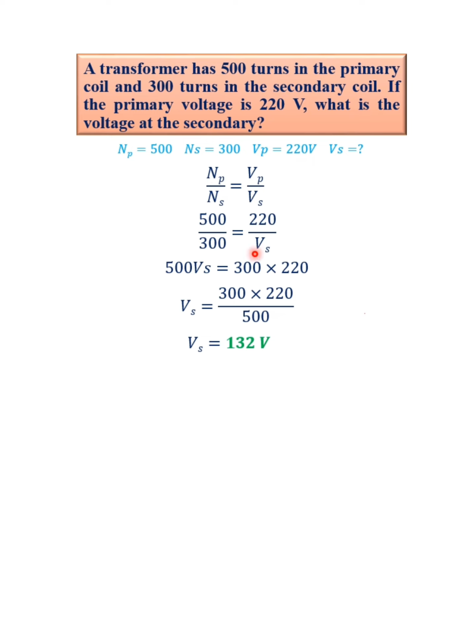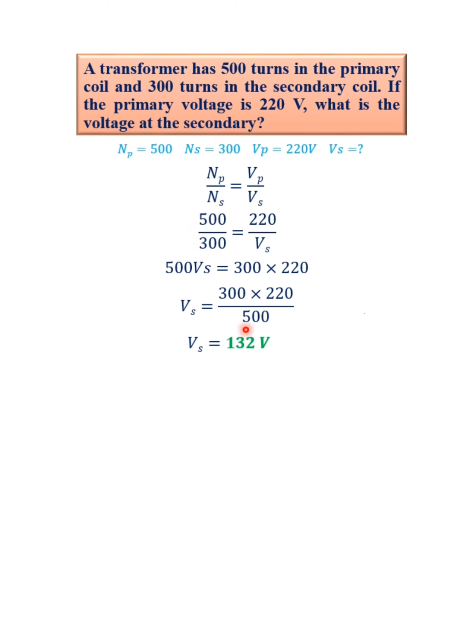So this transformer we just did this calculation for is a step down transformer because the number of turns at the input is higher than the number of turns at the output. Consequently, the voltage at the input should be higher than the voltage at the output. Step down transformer. If it is the reverse, it is a step up transformer.